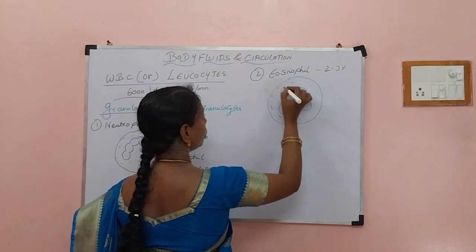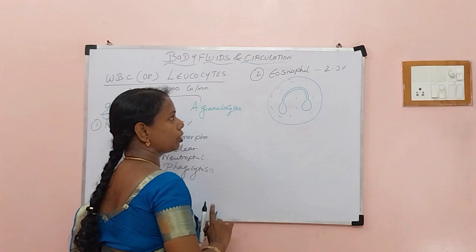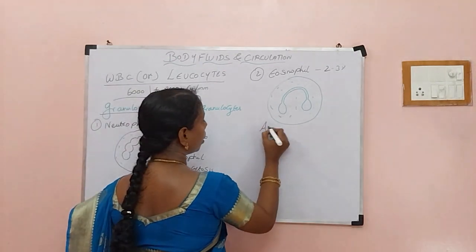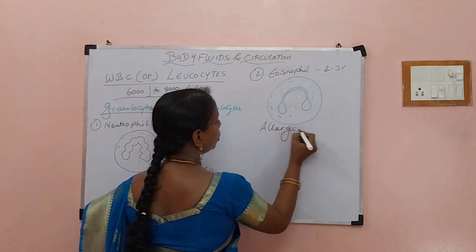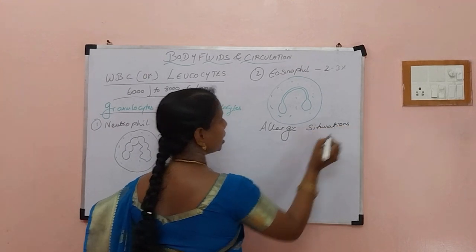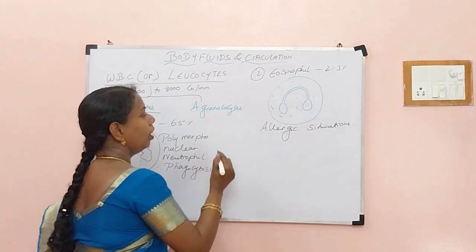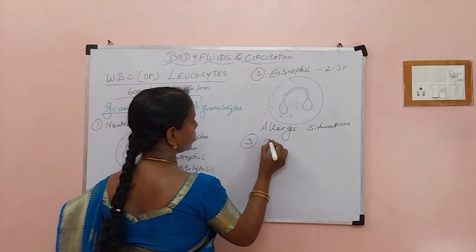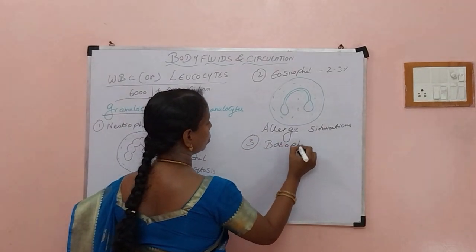A very common question with the eosinophil: which cell increases during allergic situations? It is the eosinophil. It increases during allergic situations, which is called eosinophilia.